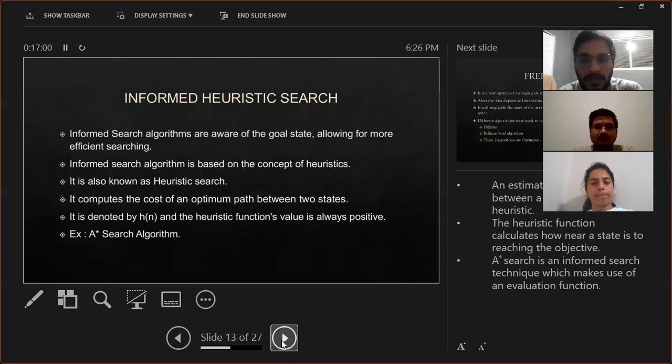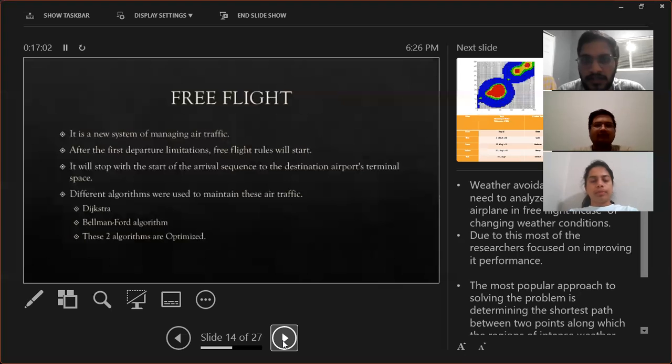Come to next slide. Free flight is a new system of managing air traffic. Usually, weather avoidance algorithms need to analyze the safety of the airplane in free flight in case any severe weather conditions happen. Due to this, most researchers focused on improving its performance. After the first departure limitation, free flight rules will start. It will stop with the start of the arrival sequence to the destination airport terminal space.